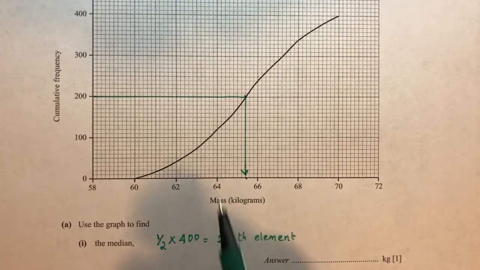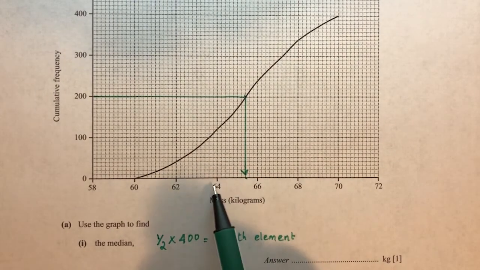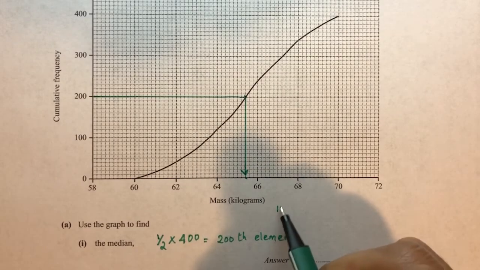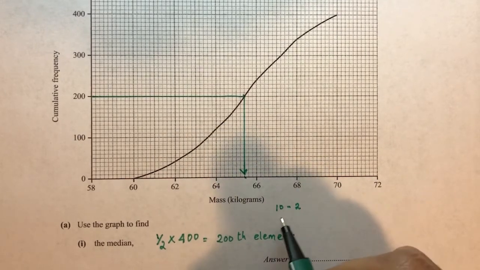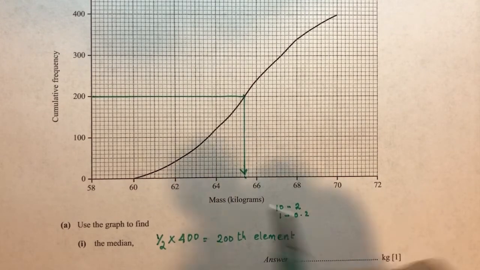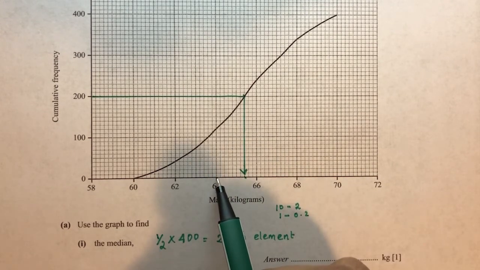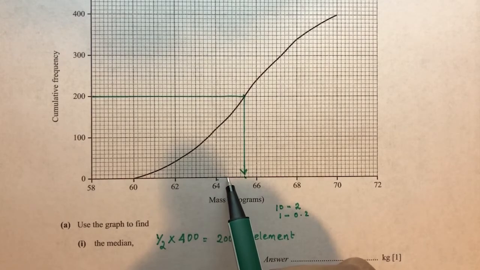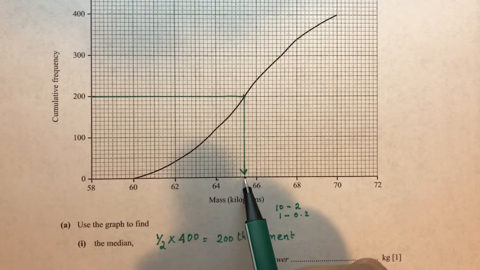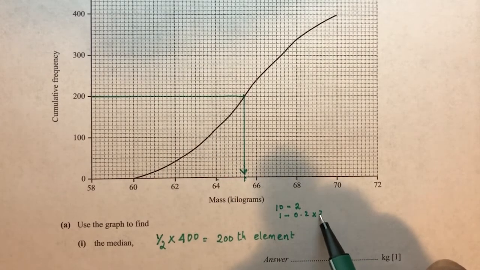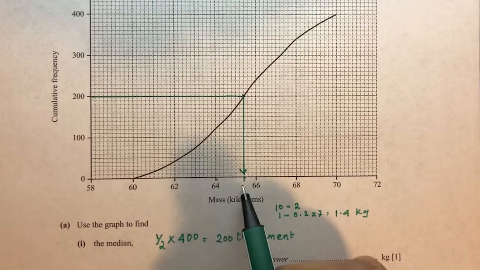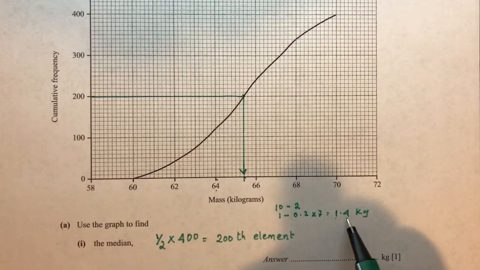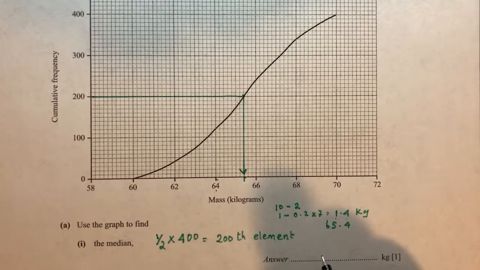So let's find this value. So this whole distance is 10 squares equal to 2 kilograms. 1 square equal to 0.2. So here will be 1, 2, 3, 4, 5, 6, 7 squares. So times 7, that will be 1.4 kilograms. So this reading will be 64 plus 1.4, that will be 65.4. So your answer for part 1 will be 65.4 kilograms.